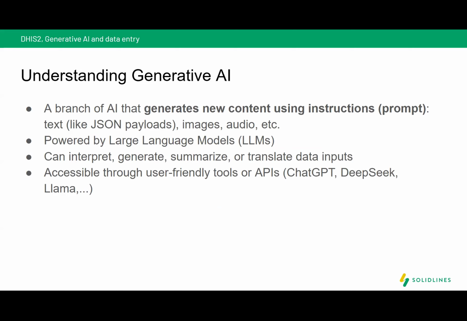And we have a new actor that has been coming for a little time, because things in AI are really fast. And this is generative AI. Generative AI is a part of artificial intelligence that is meant to generate content using some kind of instructions. And when we say content, it could be text, images, audio, and text includes JSON payloads. That is what we need in order to send information to DHIS2 using the API.